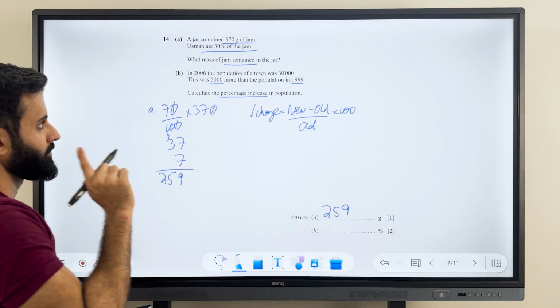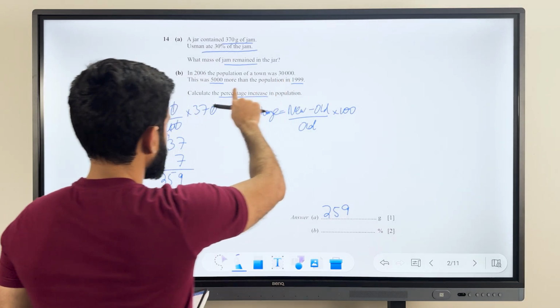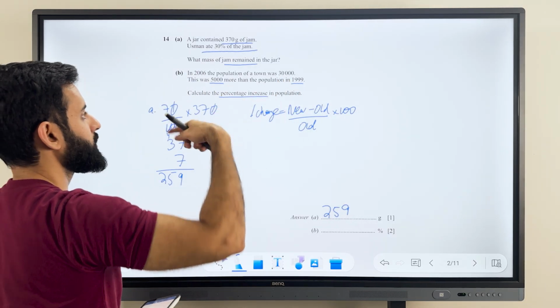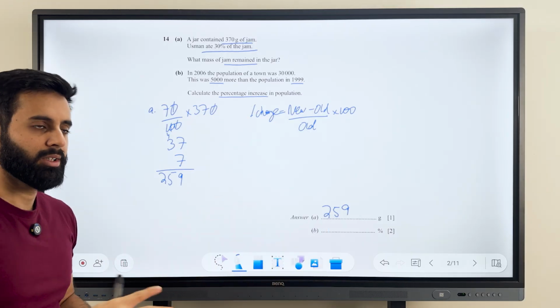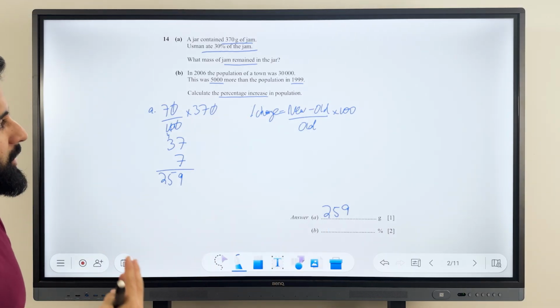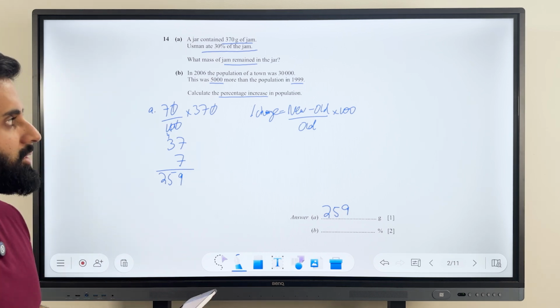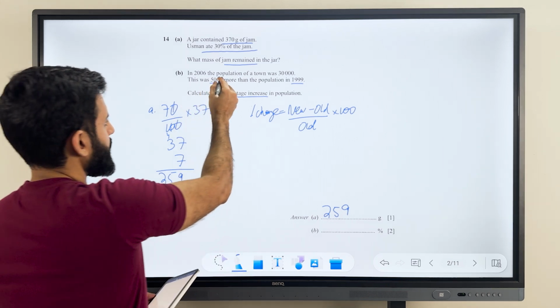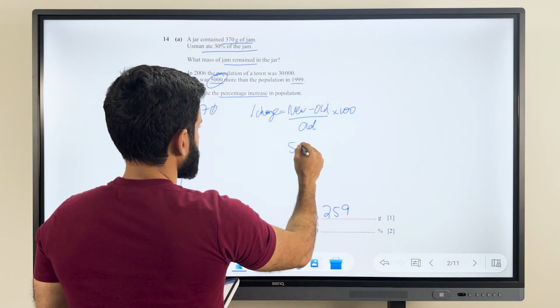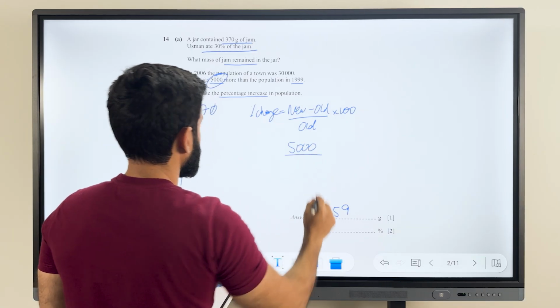Now, what's the new? The new is 30,000. Now, this is 5,000 more. So that means the old one must have been 25,000. So do I really have to do 30,000 minus 25,000? Not really, because I just want the change. I know the change is 5,000. Okay, and what do we divide this with?